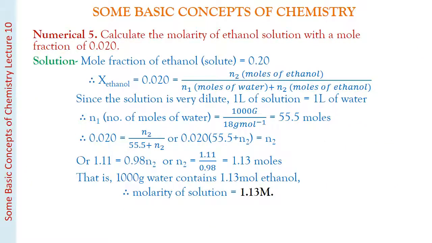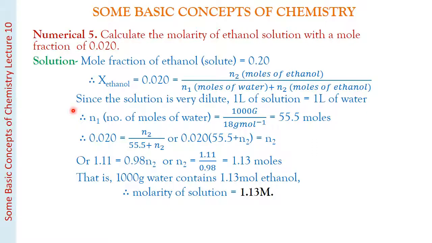Next, we have to find the molarity of an ethanol solution with a mole fraction of 0.020. Okay, so you have the mole fraction. Put this in the formula of the mole fraction of the solute. So this would be 0.02 equal to n₂, the moles of ethanol, divided by the sum of moles of water plus moles of ethanol, right?